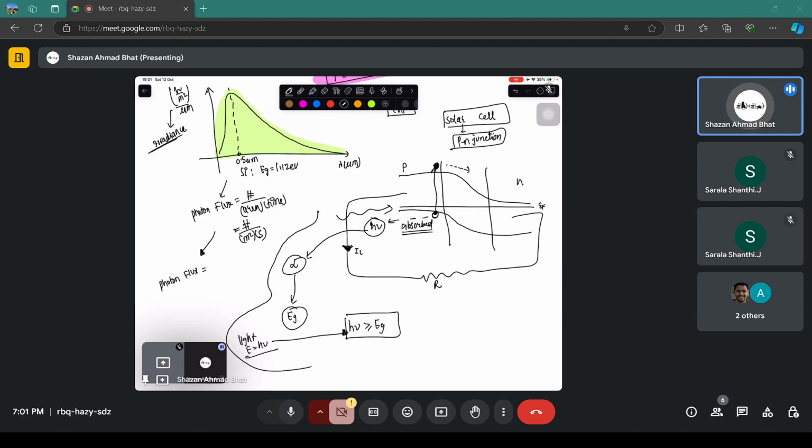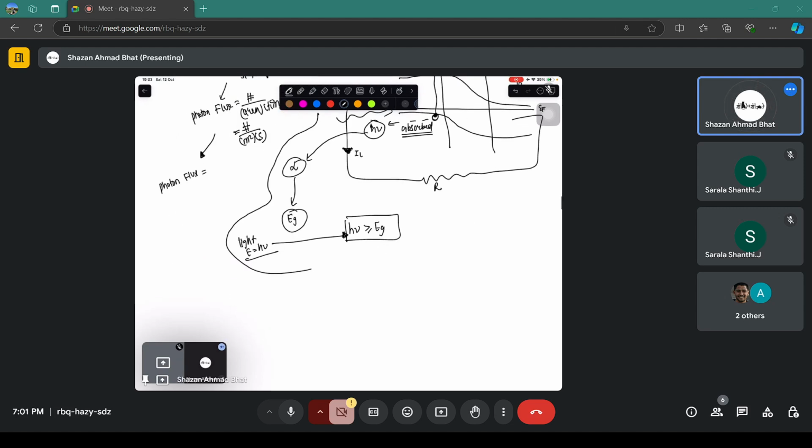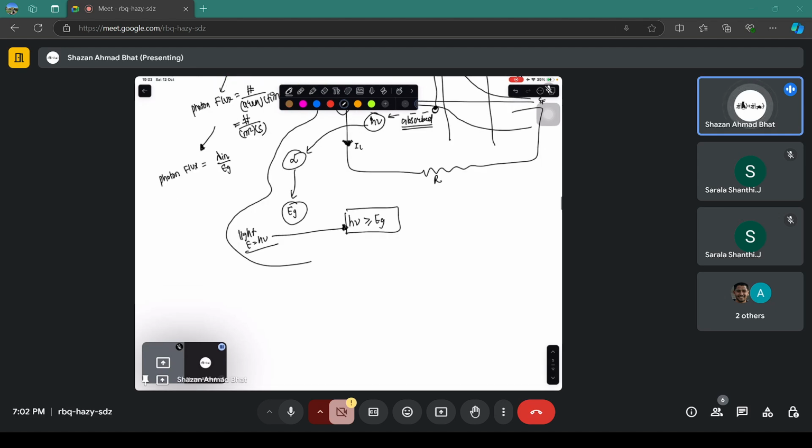We're just talking about the sun because we are particularly talking about the solar cell, and the input to the solar cell is definitely the sunlight, the energy in the form of electromagnetic waves. So if you want to compute the photon flux, you can compute it using the wavelength of the input light and dividing it by the band gap energy, basically.